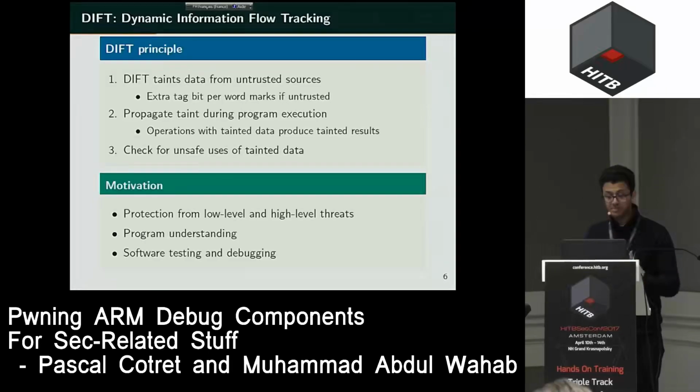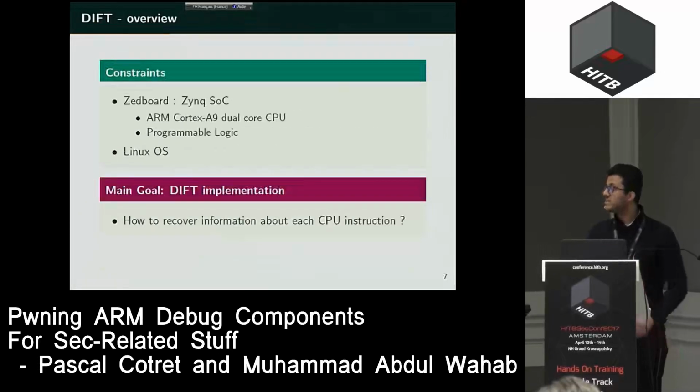We can use dynamic information flow tracking to protect from low-level threats, just as I have shown you, from buffer overflows, and high-level threats as well, from SQL injection and cross-site scripting. This is because we are working on a very low level. We are working on assembly instructions rather than the programming language, so we do not care about the programming language of the application. We can use it for program understanding as well, and software testing, but here we are using it for protection from low-level and high-level threats.